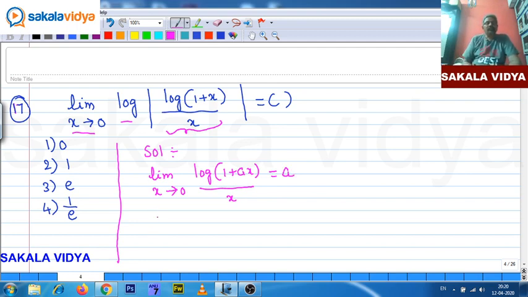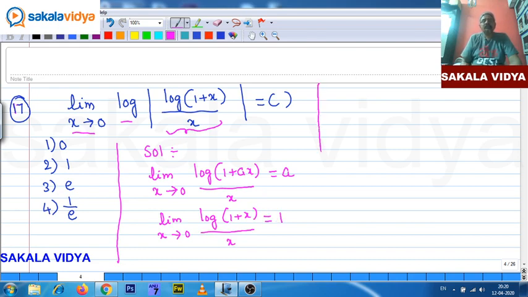In a similar manner, now tell me, what is the limit of x tends to 0, log of 1 plus x by x? How much will you get? It is obviously 1. Am I correct?